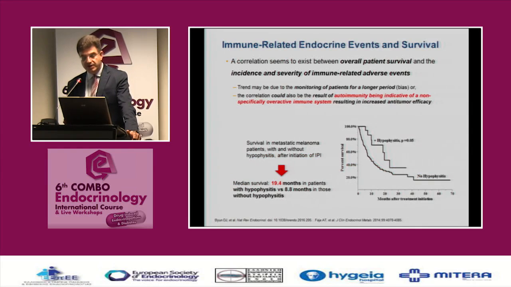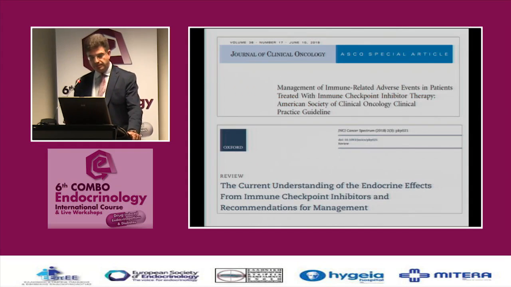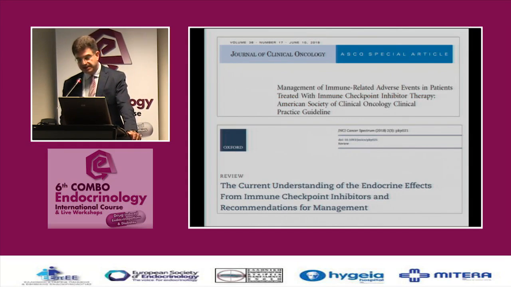Another interesting observation is that those immune-related endocrine events may be associated with better survival. So there is a correlation between the two, and this might be due to bias, because those patients are monitored for over a longer period of time, but it might also indicate that this is the result of an autoimmunity, that autoimmunity being indicative of a non-specifically overactive immune system that results in increased anti-tumor efficacy. And you can see here that patients with metastatic melanoma had a survival that was more than twice that of patients who did not develop hypophysitis. There are now updated guidelines, so oncologists know how to monitor those patients and obviously when they need to refer those to you.